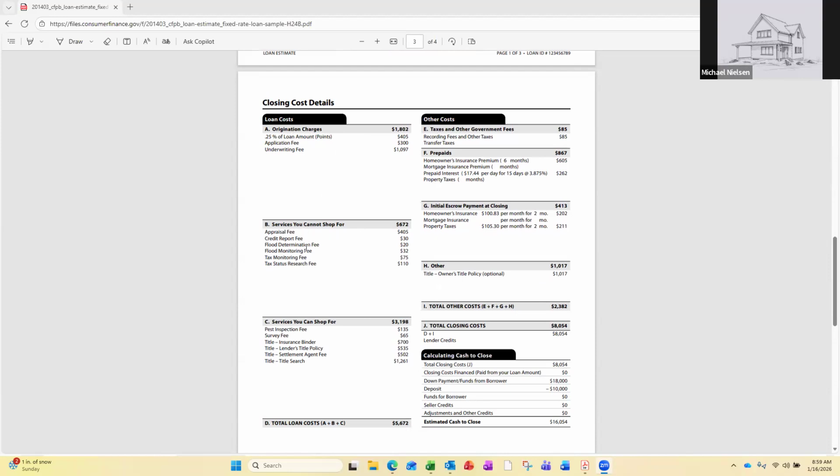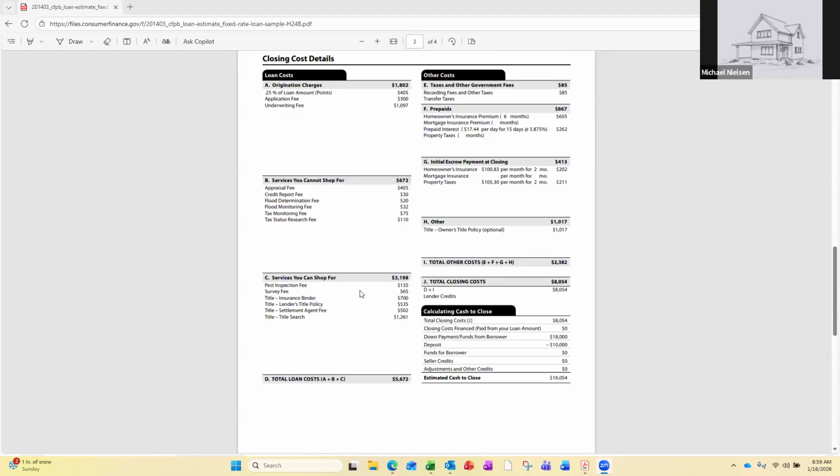Services you cannot shop for. These are pretty much finance charges too, but they're things that we've got to go out in the marketplace and get and buy. We got to pay for an appraisal. We got to pay for a credit report. We got to pay for a flood certificate, monitoring. There's tax, there's things that we go out as the lender. Those are things you cannot shop for, but we're just showing you the itemization of what they are, right?